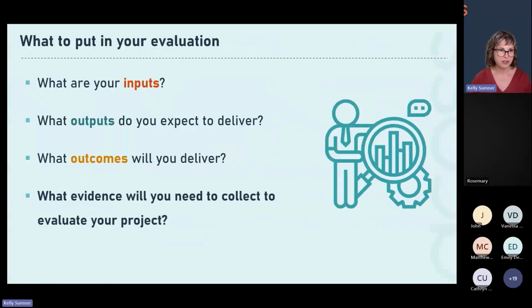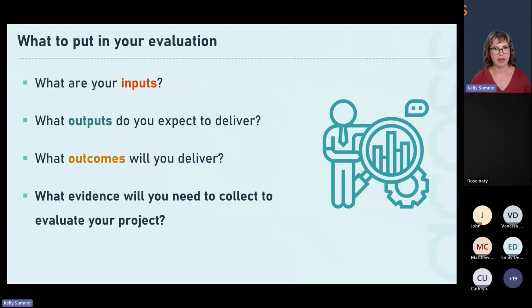So when you're planning your evaluation, you need to think about what your inputs are. So that's the resources that you or your organisation or your team offers, and that includes material resources, finances, worker time, all of those sorts of things. Your outputs are what you expect to deliver.